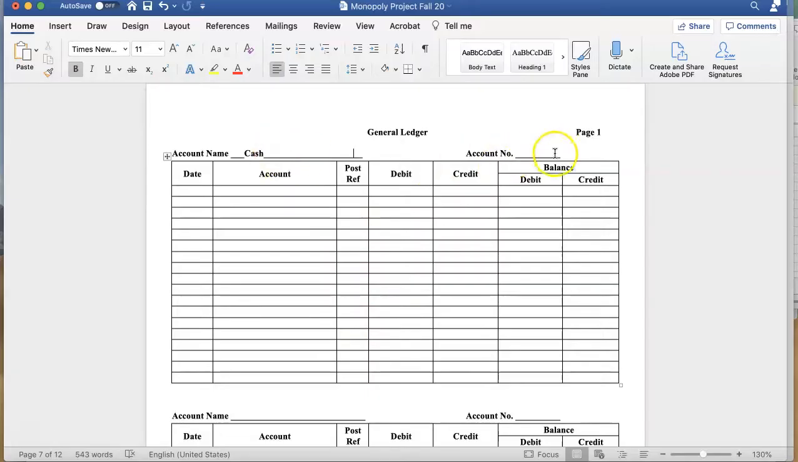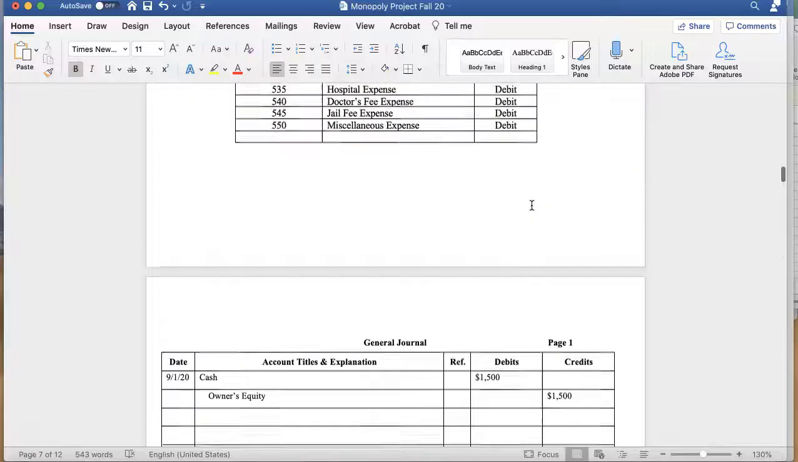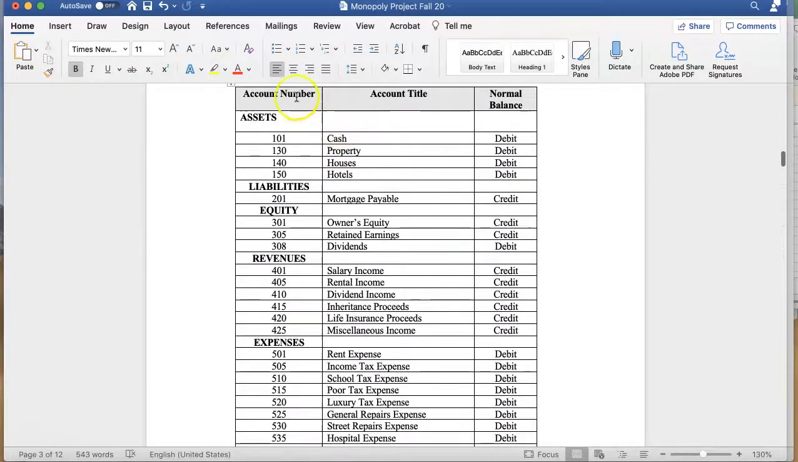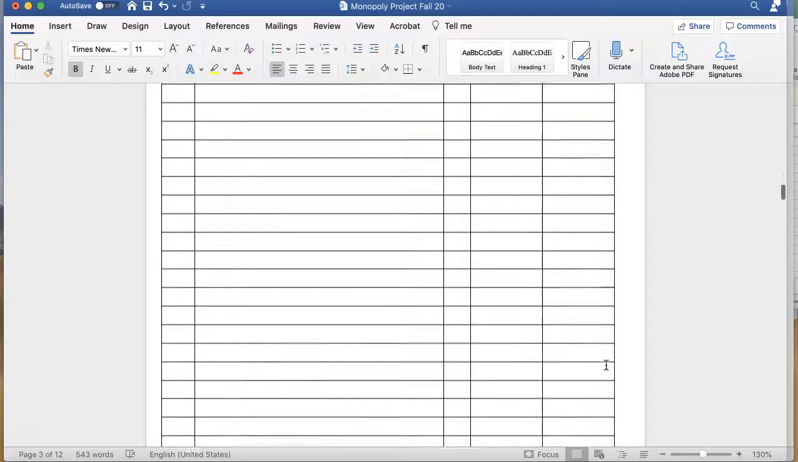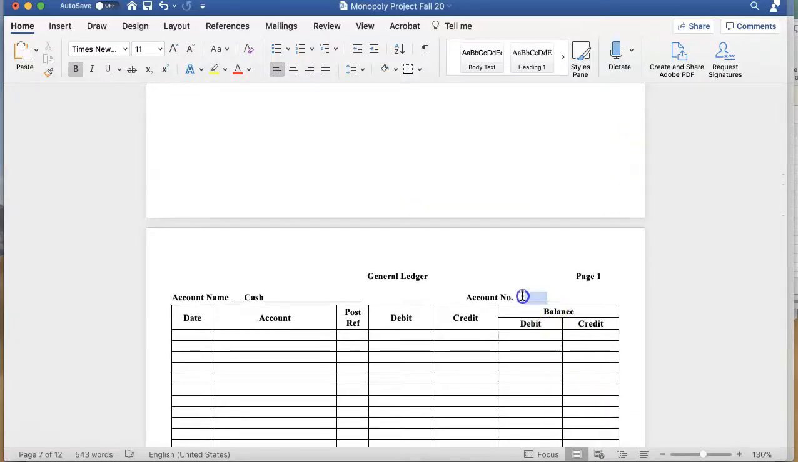So I'm going to enter the name here, and then I need to put the account number. So I'm going to go back to that second page, our third page that has our chart of accounts. Here we go. And here's my account number for cash, 101. So I'm going to go back to my general ledger, and I'm going to record that number for my account number.